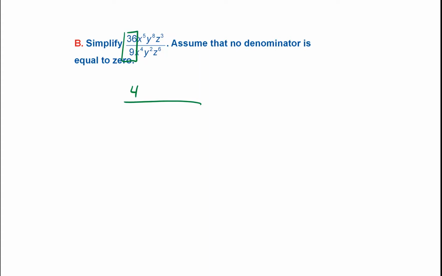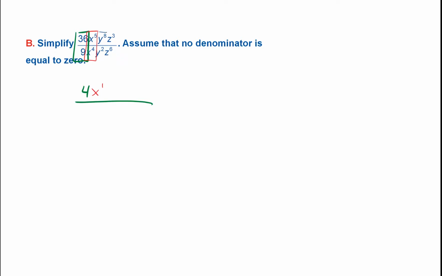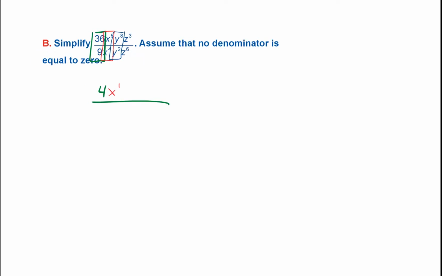Moving on over to my x's. x to the 5th divided by x to the 4th. So division, so subtract the exponents. You're left with x to the 1st. And let's try the y's. y to the 8th over y squared. Subtract, so I have y to the 6th. And then lastly, the z's. z to the 3rd divided by z to the 6th. 3 minus 6, what is that? Negative 3.